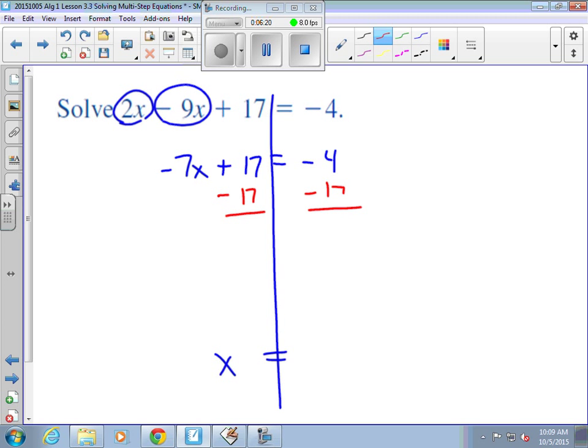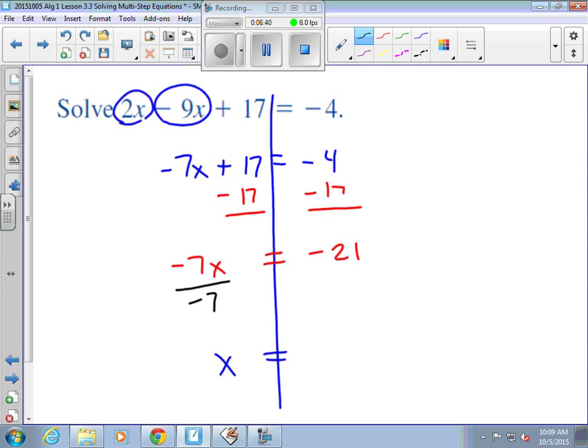Negative 14, negative 4 minus 17 is negative 21. You still have negative 7x on the left, and then 17 minus 17 canceled out. Then undo multiplication and division. That says negative 7 times x. Undo that by dividing by negative 7. That keeps you with x.